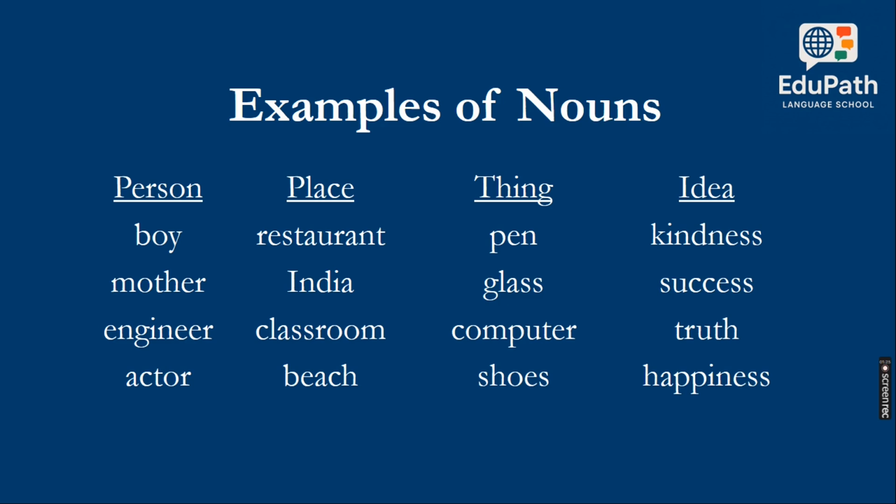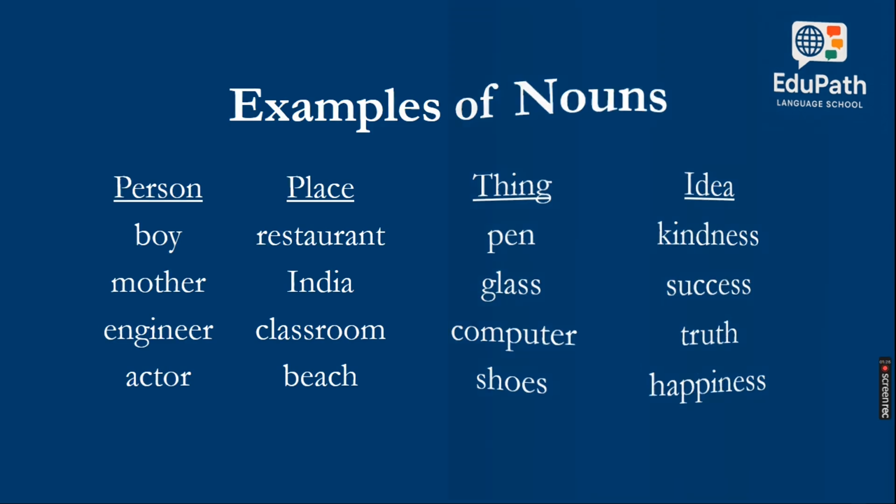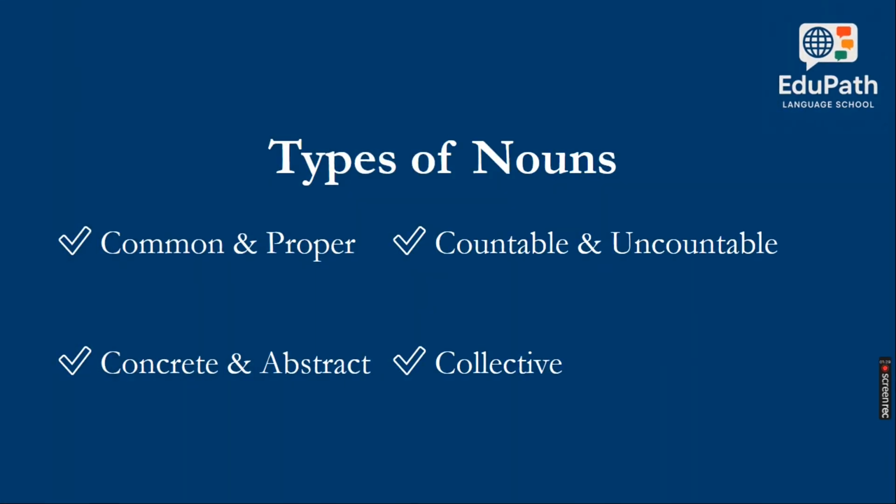So let's move on and let's take a look at the different types of nouns. Now we have four main types of nouns. The first one are common and proper nouns. The second one are countable and uncountable nouns. The third one is concrete and abstract nouns, and the last one is collective nouns. Let's take a look at each of these nouns individually.